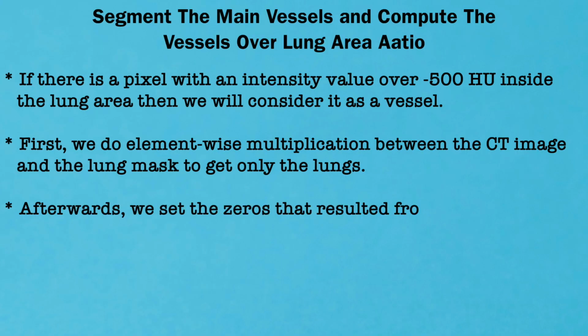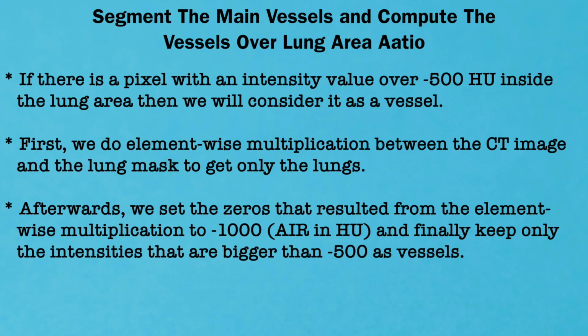If there is a pixel with an intensity value over -500 HU inside the lung area, then we will consider it as a vessel, because the image segmentation is going to find out the dissimilarity between the original image and the upcoming images. So we have to find this vessel's area.